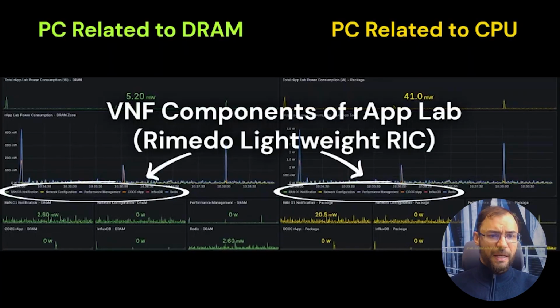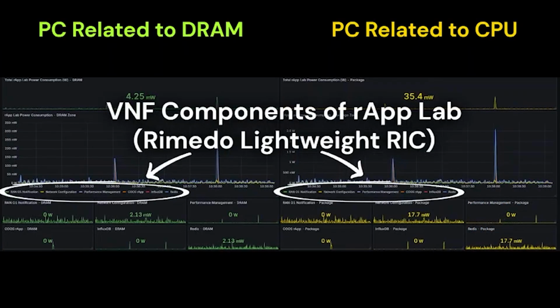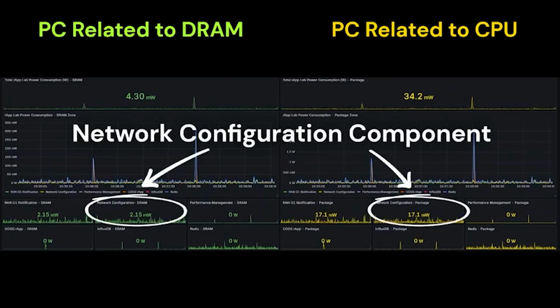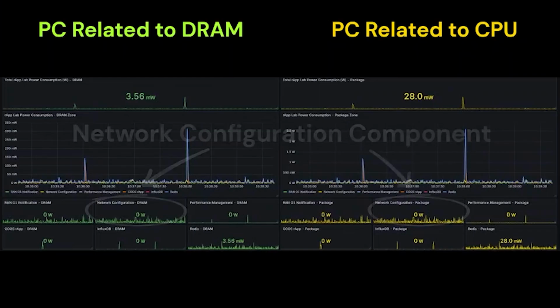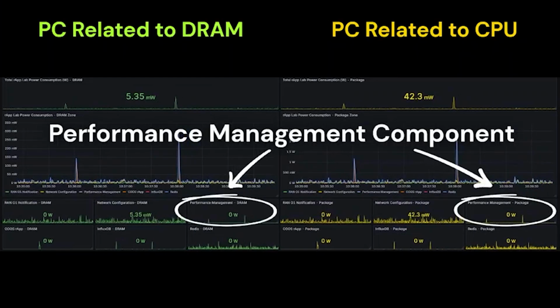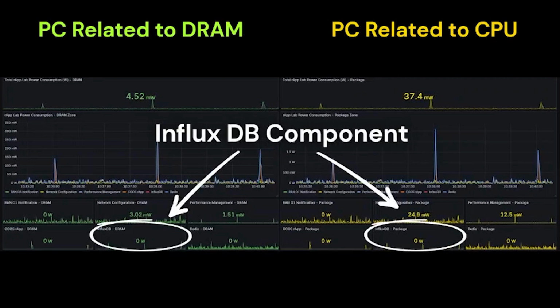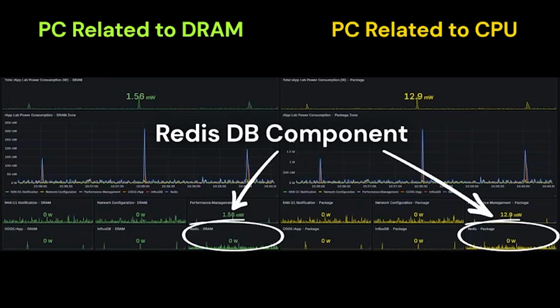The key feature of Kepler from the perspective of energy efficiency testing in a virtualized O-RAN environment is its capability of tracking the power consumption of individual VNFs. In the video example, these are VNF components of xApps Lab, namely RAN O1 notification component, network configuration component, performance management component, cell on-off switching xApps component, Influx database component, Redis database component.